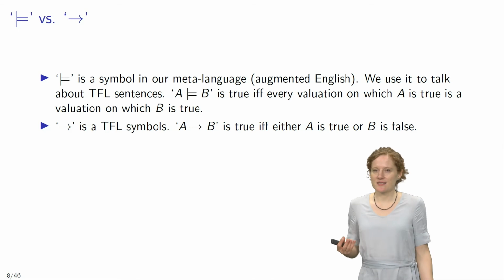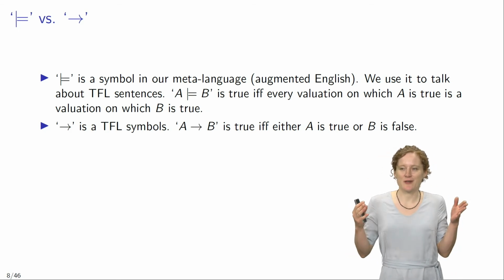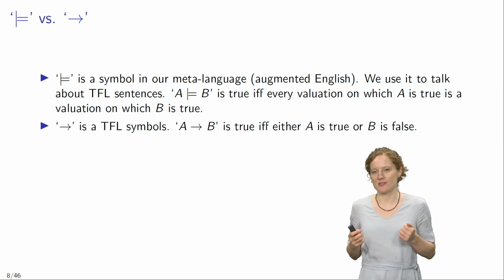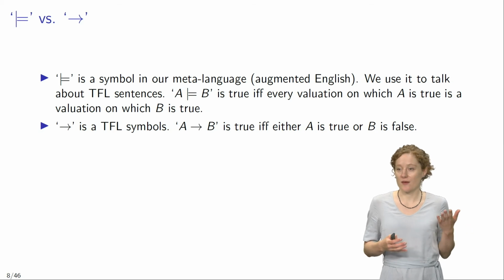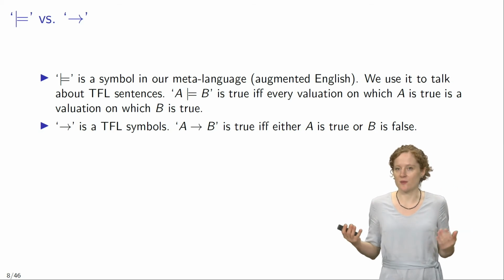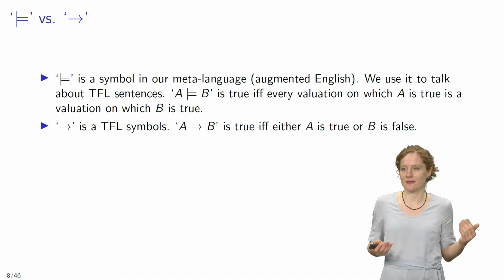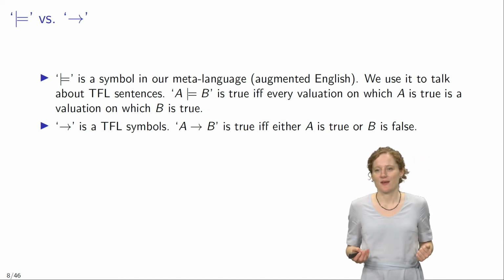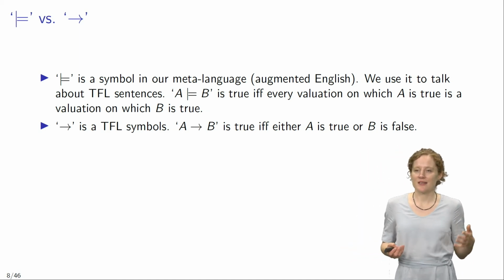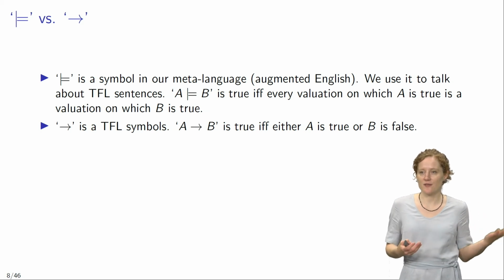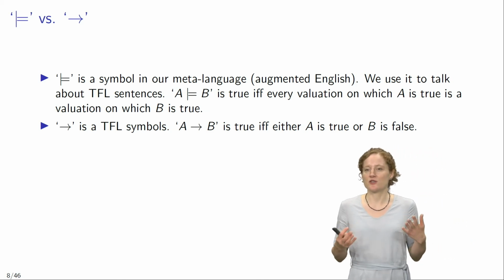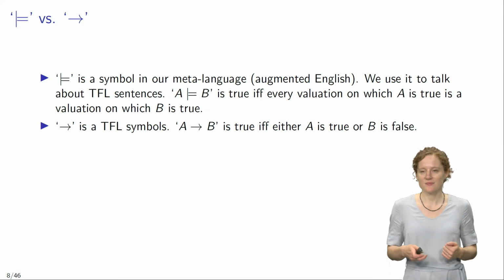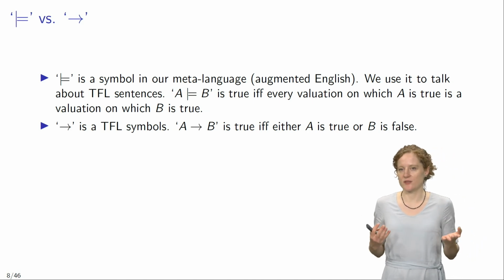Now, the double turnstile is really importantly different from the arrow or the conditional that we have encountered earlier in this course. The double turnstile is a symbol in our meta-language, which is English augmented by certain formal symbols such as the double turnstile. Now we use the double turnstile to talk about TFL sentences. So for example, when I say A double turnstile B is true if and only if every valuation on which A is true is a valuation on which B is true, I'm making claims about the two TFL sentences A and B. And I do that by using the double turnstile.